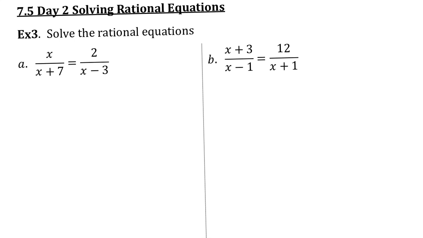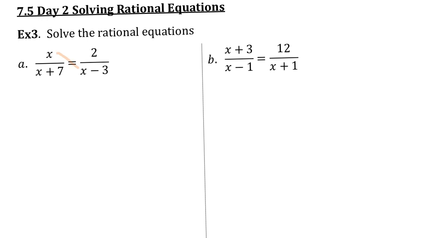Okay, 7.5 day 2, we are going to continue solving rational equations. Okay, so for example 3a, I have x over x plus 7 equals 2 over x minus 3. Since there's one fraction on the left and right, I can cross multiply, just like last class. So I'm going to do the same thing.